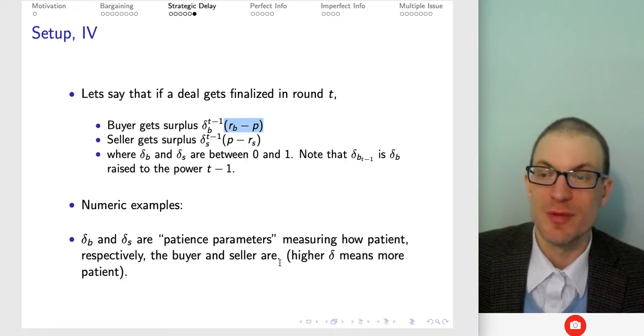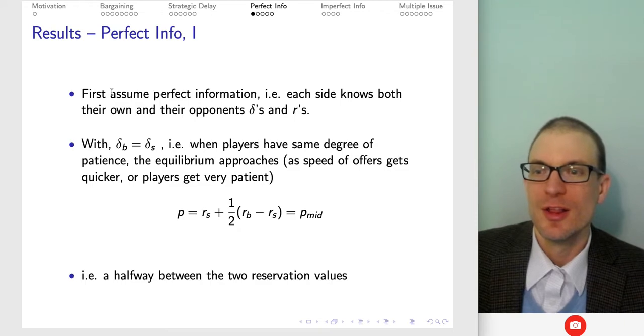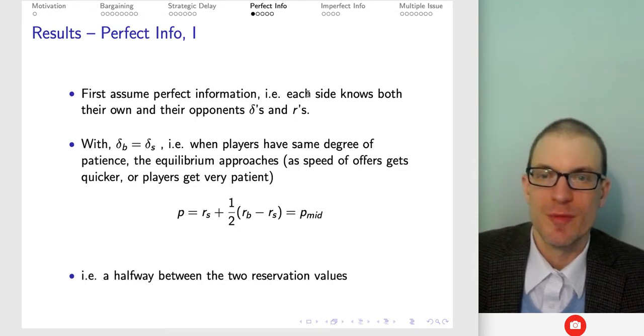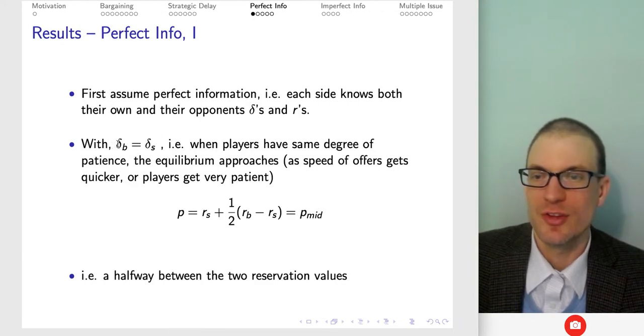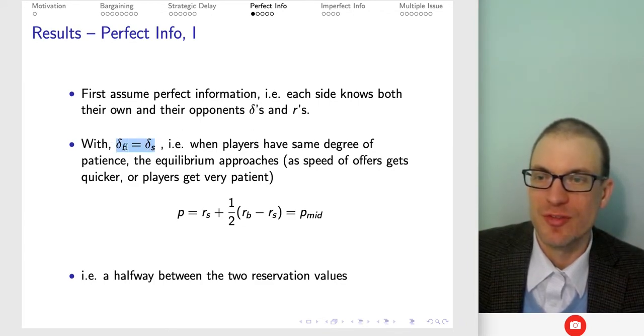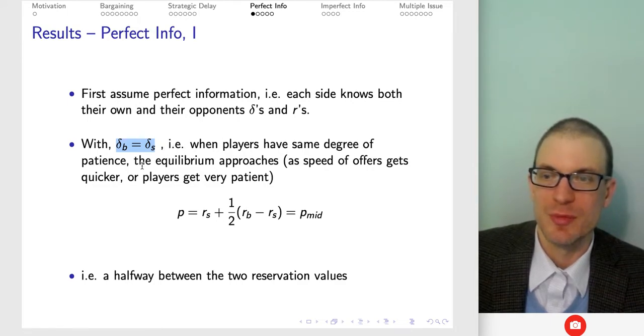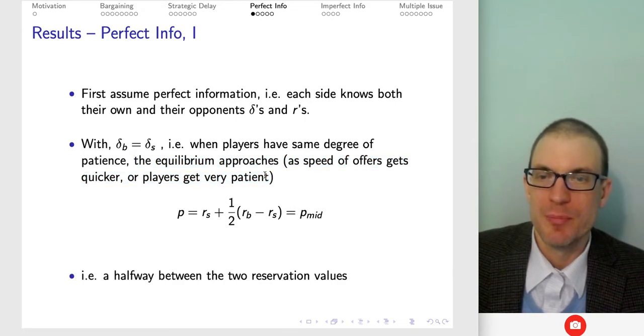The lower delta means less patient because your surplus evaporates into the future. So if we first assume perfect information, each side knows both their own and their opponent's deltas and R's. If they have the same patience values, delta B is equal to delta S, both have the same degree of patience, then the equilibrium approaches the midpoint between the offers.